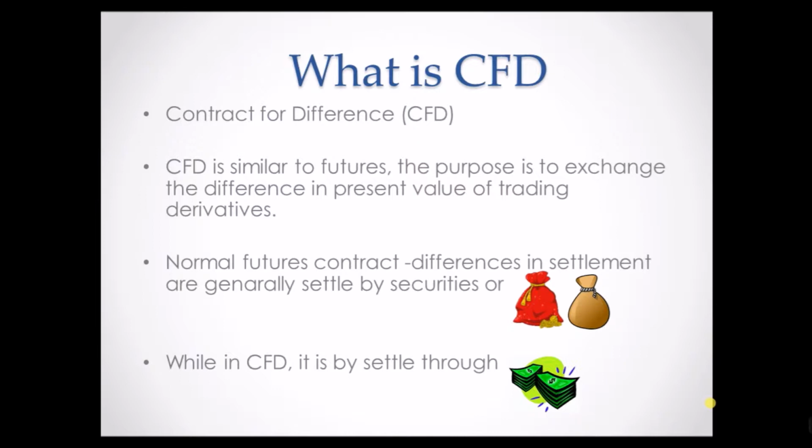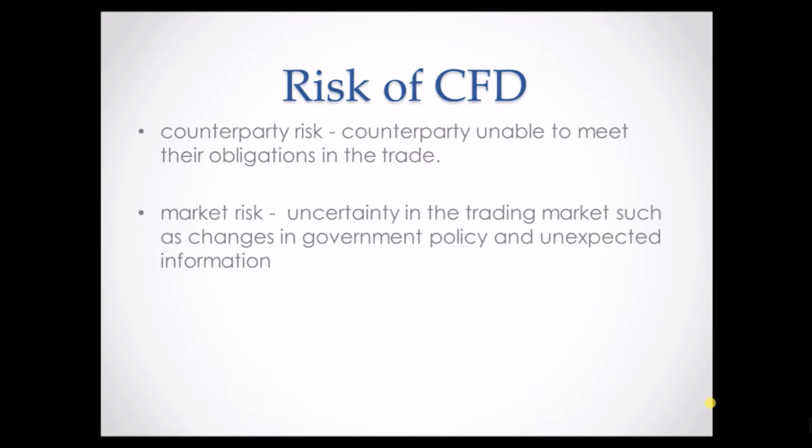In a normal futures contract, the difference in settlements is normally settled by securities or physical goods, while in CFD it is settled through cash payments. The risk of trading CFD is counterparty risk, where the counterparty, such as the CFD provider, is unable to meet their obligations in the trade. The second risk is market risk.